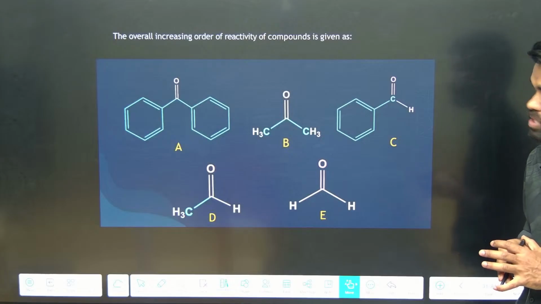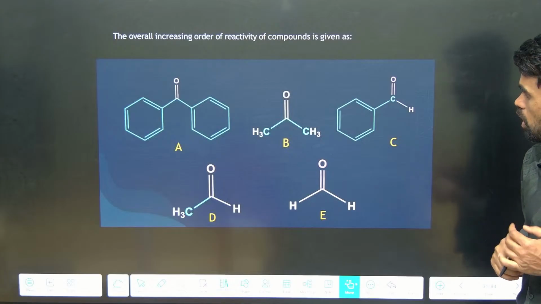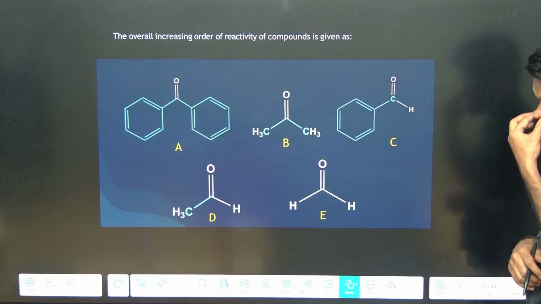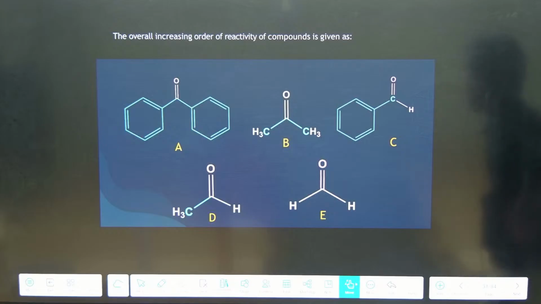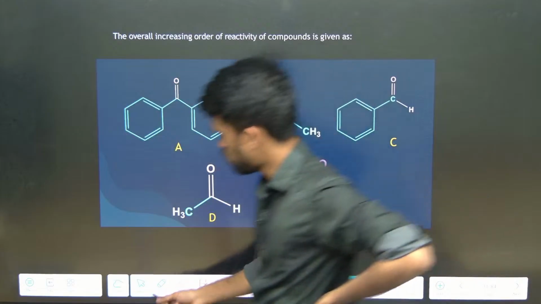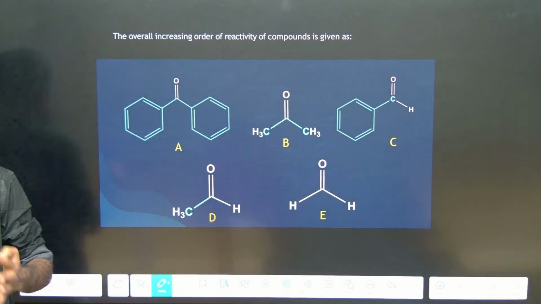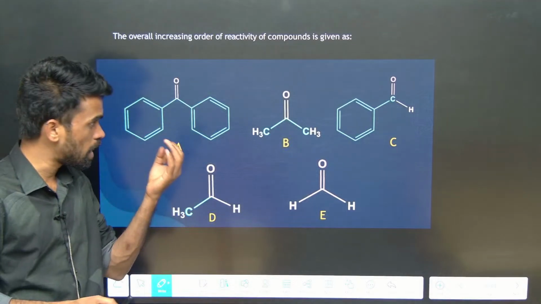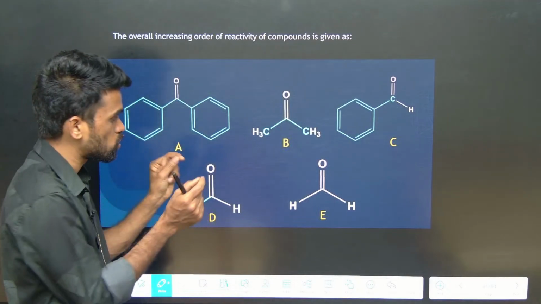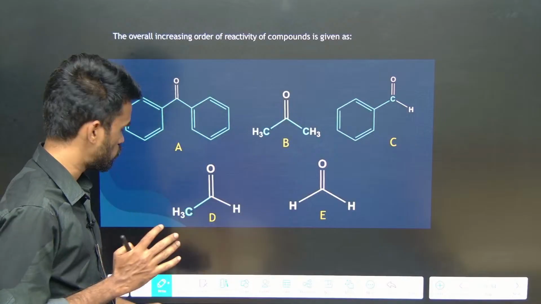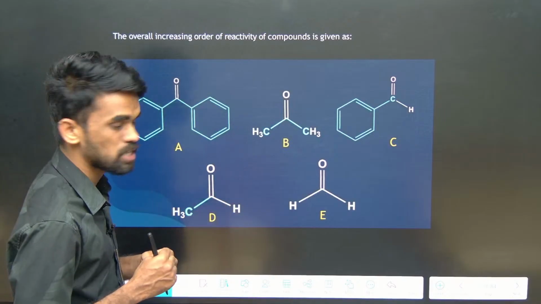Nucleophilic addition reactions: which is more reactive? Clearly I have explained. More reactive means if it is more electron deficient, that will be more reactive. And the next point I told you, the smaller the alkyl groups, or smaller the groups attached to the carbonyl group, that is more reactive. Based on these 2 points you can answer me now.